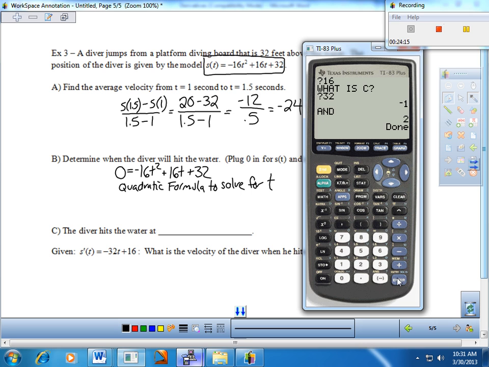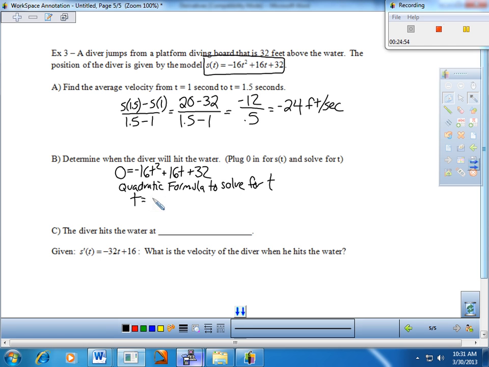All right, now I got two values here. I'm going to write both of them down. It seems kind of silly, but it looks like t is equal to -1 and t is equal to 2, which does tell me, by the way, we could have probably factored this and solved, but that's all right. This was better. Now, obviously, guys, it says determine when the diver will hit the water.